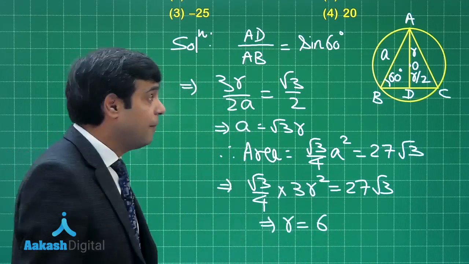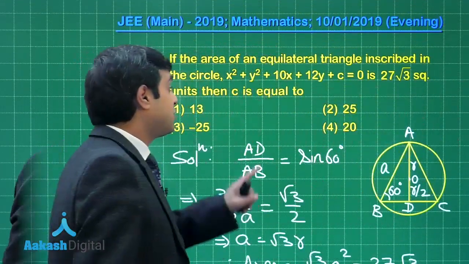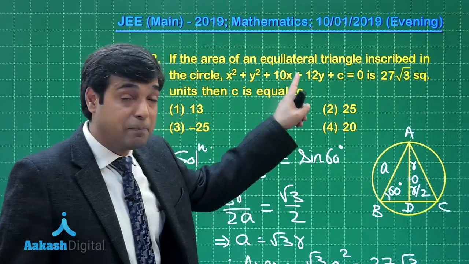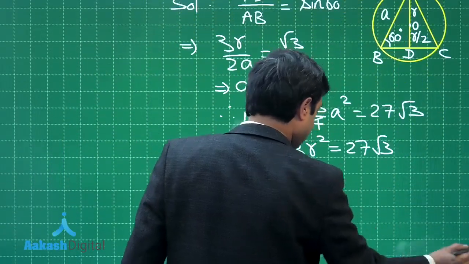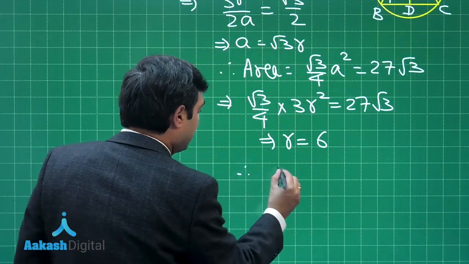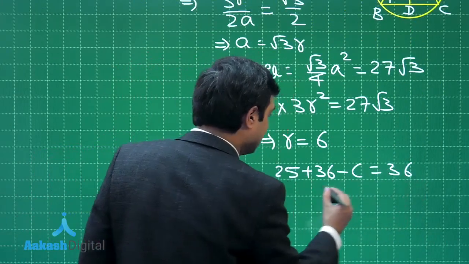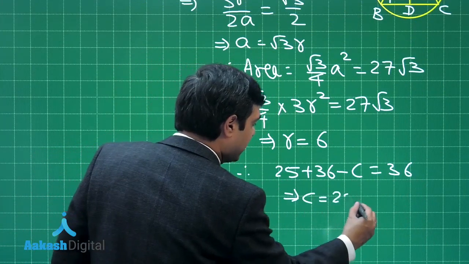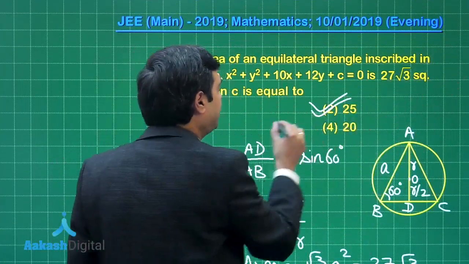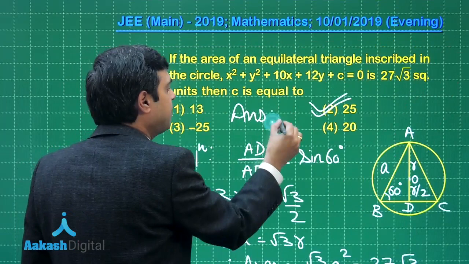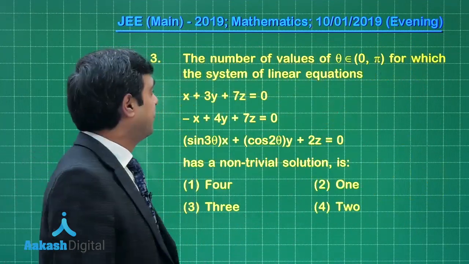I am sure this is clear. Now radius is obtained as 6. Question is asking for the value of C. This is square root of 25 plus 36 minus C. So let us go for it. Therefore 25 plus 36 minus C is 36, giving you the value for C as 25. So let us see from the given options, 25, yes, it is available as option number 2. So let us mark and mention it as the correct answer. Moving on to the third question of this paper.